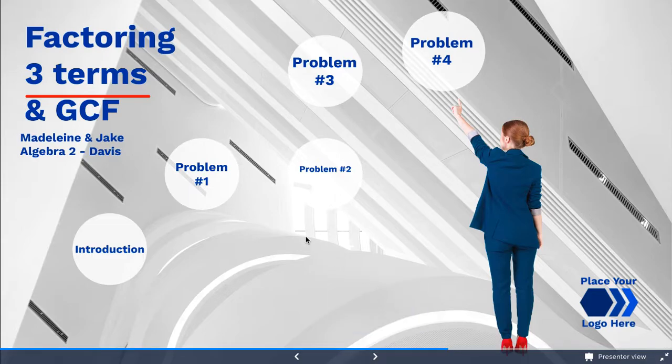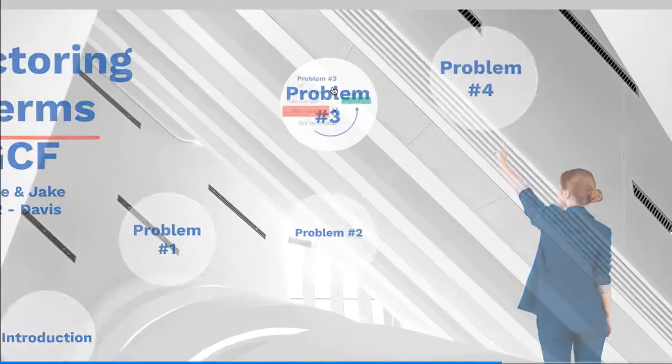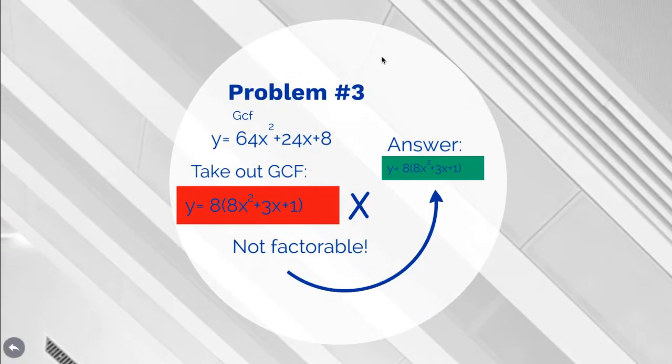Alrighty. Hey guys, so we're going to move on to problem 3. This one is going to be dealing with GCF. Our equation is y equals 64x squared plus 24x plus 8. Your first step is to take out the GCF, which is 8. So your equation now is y equals 8(8x squared plus 3x plus 1). The thing about this problem is that it isn't factorable because there isn't a term that can multiply to get 8 but add to get 3. So you would just leave your answer as y equals 8(8x squared plus 3x plus 1).